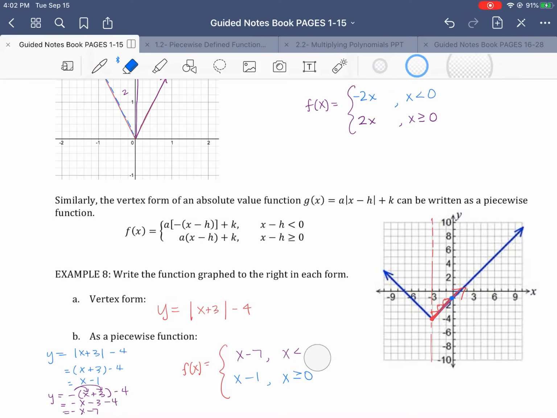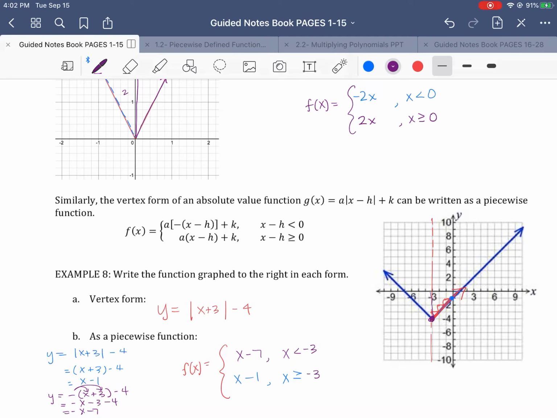I apologize that I wrote 0. Again, look at your barrier, and this one moved, so it's over here, right, at negative 3. So this is on the right side of negative 3. This is on the left side of negative 3.